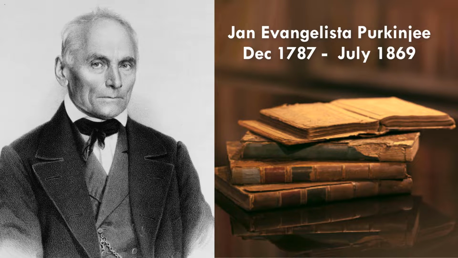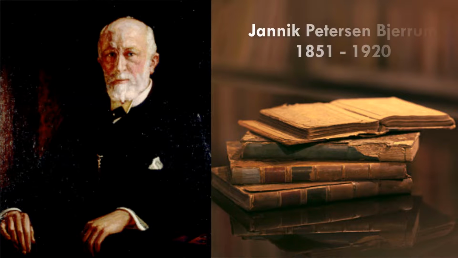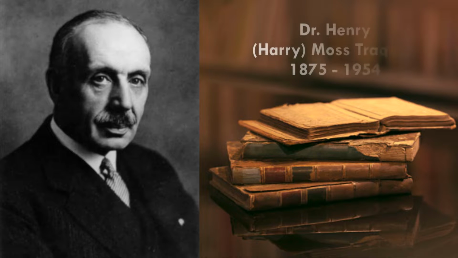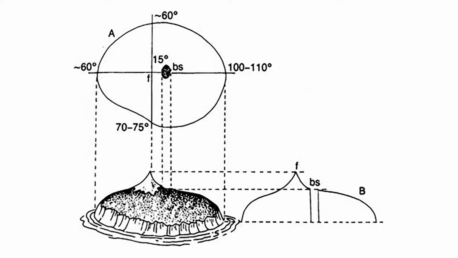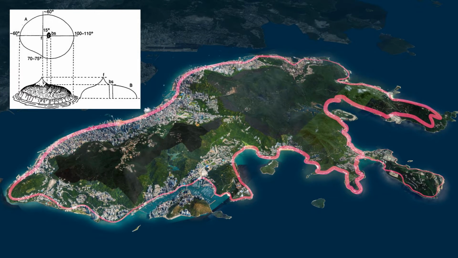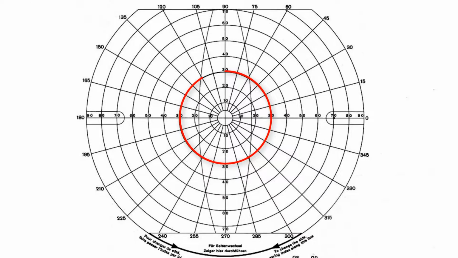by Purkinje. Von Graefe had a major contribution in the introduction of perimetry in ophthalmology and visual field testing. Jerome was the one who brought the tangent screen for quantitative evaluation of visual fields. Harry Traquair had done a lot of work on the utility of the tangent screen. He described the visual field as an island of vision surrounded by a sea of darkness. But the tangent screen could only evaluate the central 30 degrees.